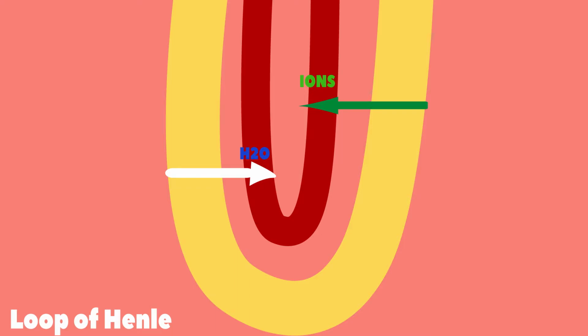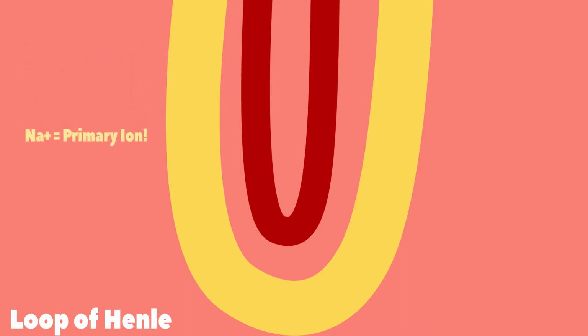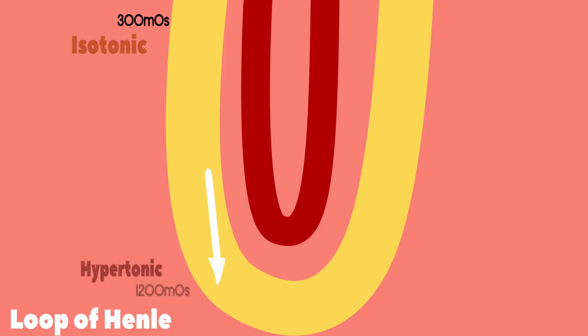Now, for simplicity's sake, I'm going to show the active transport of the primary ion involved in this cortical medullary gradient, which is sodium. There are, however, other solutes that contribute to the gradient as well. So as a reminder, the ultrafiltrate enters the loop of Henle as isotonic to blood, or approximately 300 milliosmoles. And this is very important because in the loop of Henle, the ultrafiltrate will change to hypertonic, approximately 1200 milliosmoles, so significantly more concentrated, and then to the other end of the spectrum to hypotonic, which is approximately 100 milliosmoles.